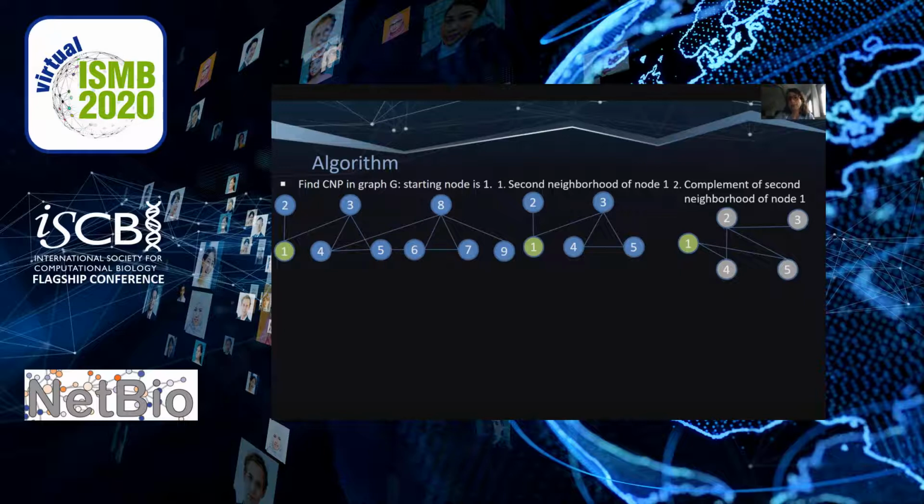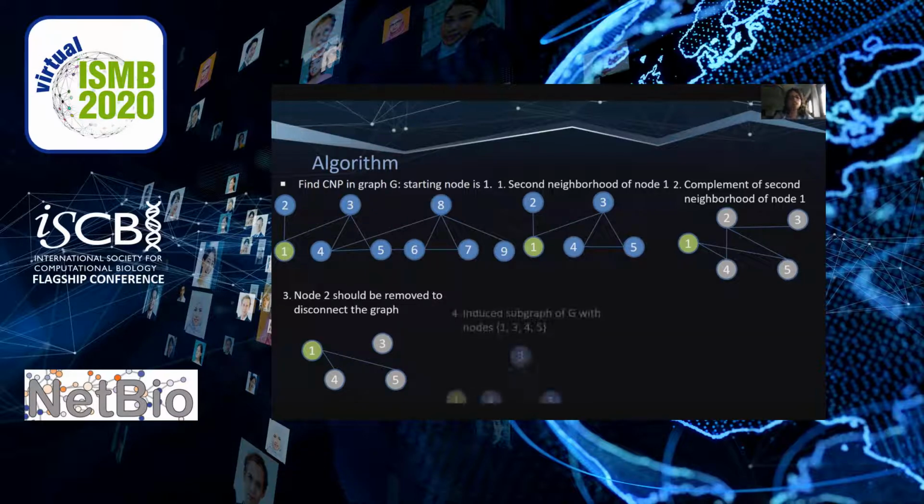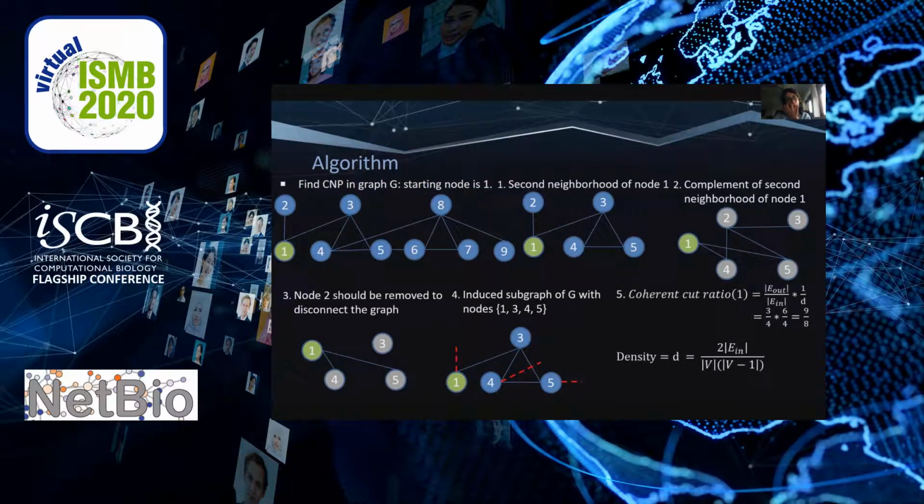However, in this case, it's not disconnected, and we need to remove one or many nodes to make it disconnected. In this case, we only need to remove node 2, and then we obtain the induced subgraph with the remaining nodes 1, 3, 4, and 5. For this component, which is a biclique span component, we calculate the score, which is based on the number of edges going from outside to the inside, multiplied by 1 over the density.